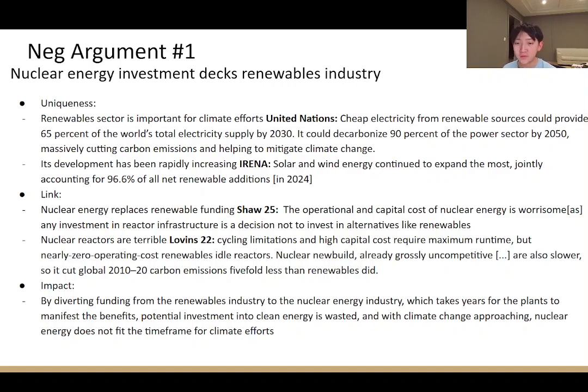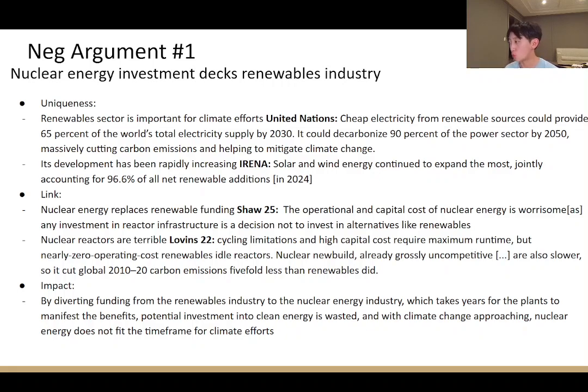Essentially, when private companies and the government divert their funds away from renewables, it decks the industry, because then renewables are not going to be able to continually grow, and also they're not able to innovate. Also, nuclear reactors are terrible, as according to Lovins 22, cycling limitations and high capital costs require maximum runtime, but nearly zero operating cost renewables idle reactors.